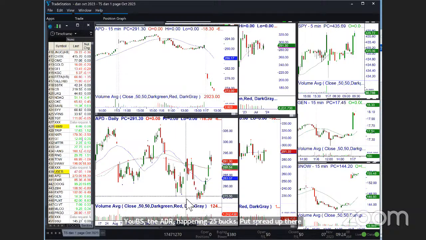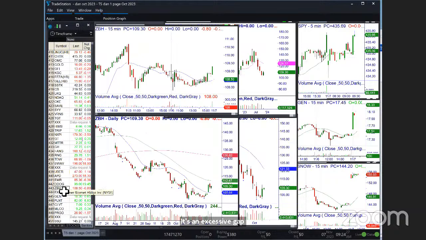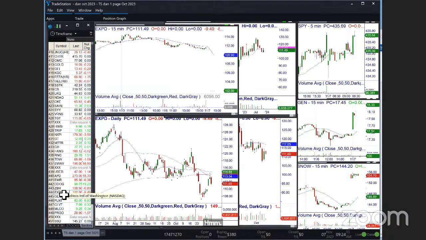APD getting whacked. Wow, it's an ugly gap. We'll come back. Nothing to do now. EMR. This was one I said if it opened flat, short yesterday's low as a sell setup. It's an excessive gap down. Nothing to do with it. D-Dog we talked about. CBH. Nothing yet. We'll come back to these.